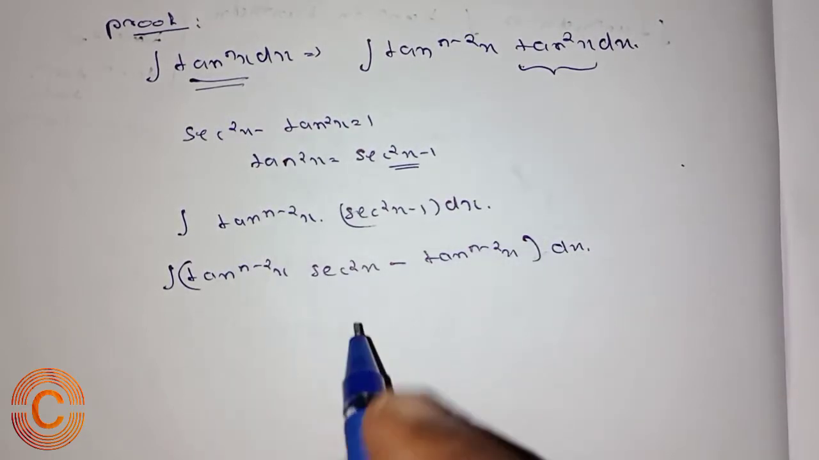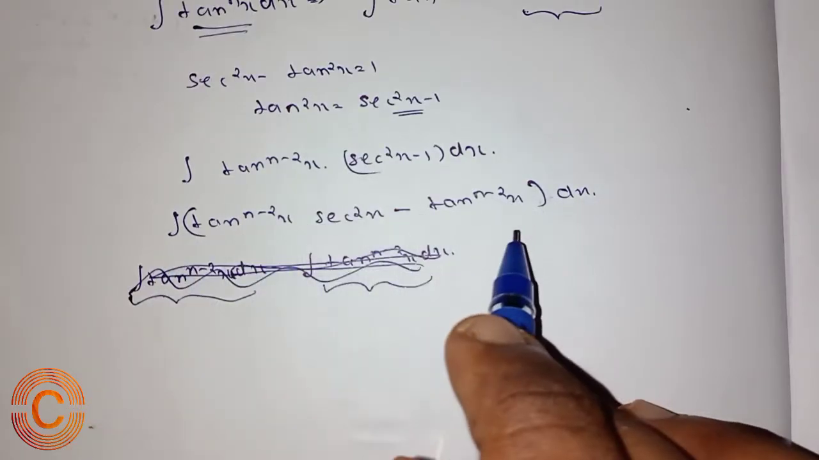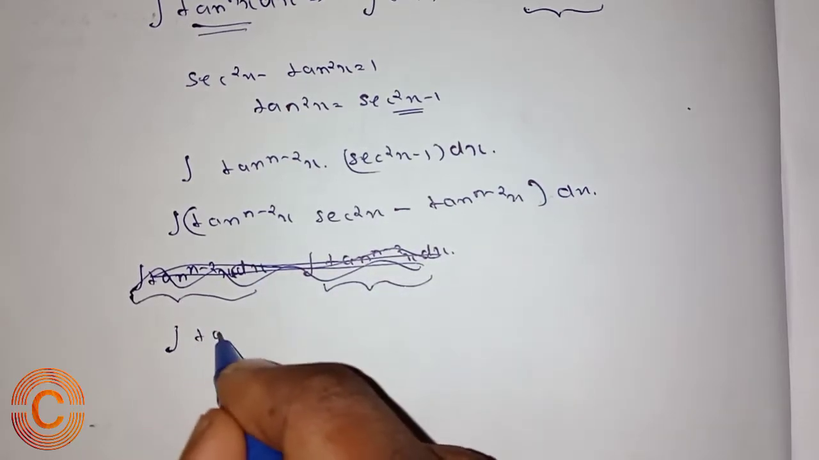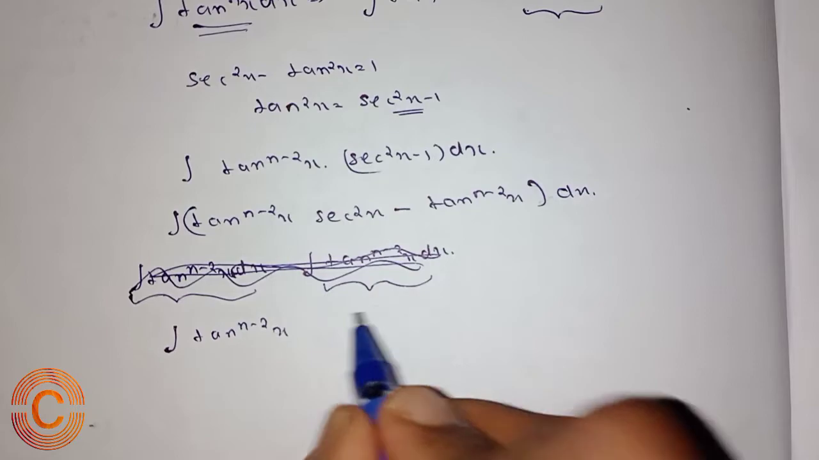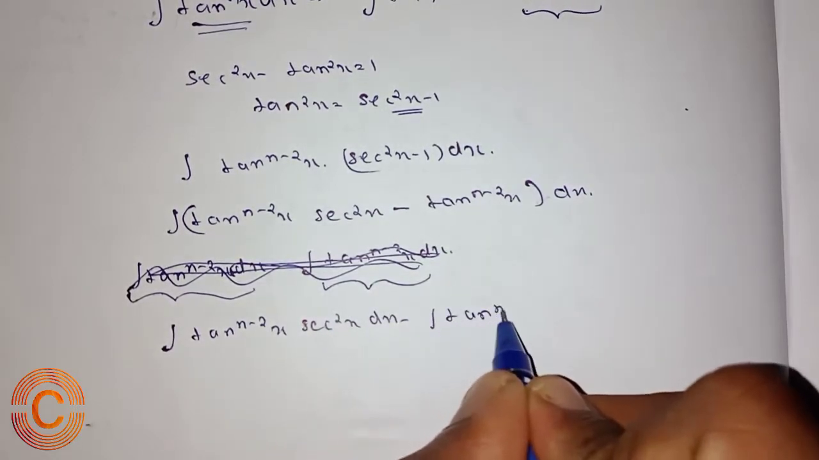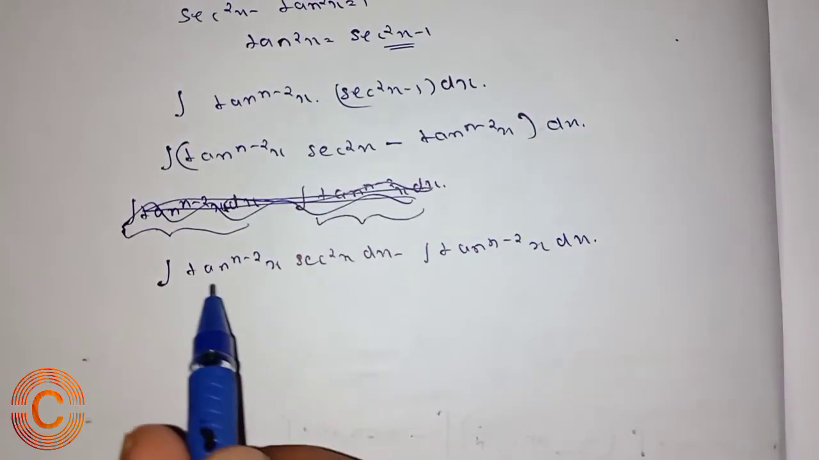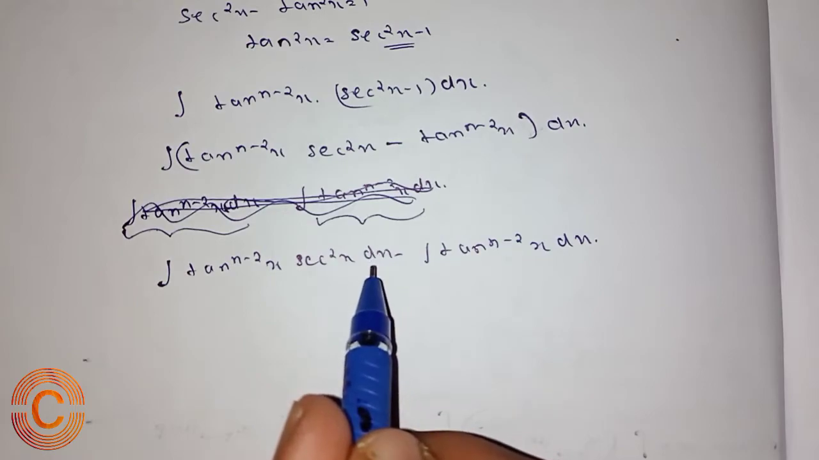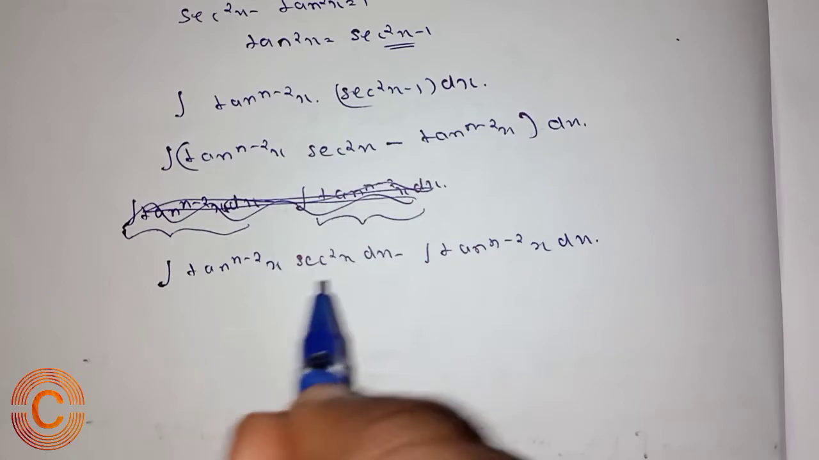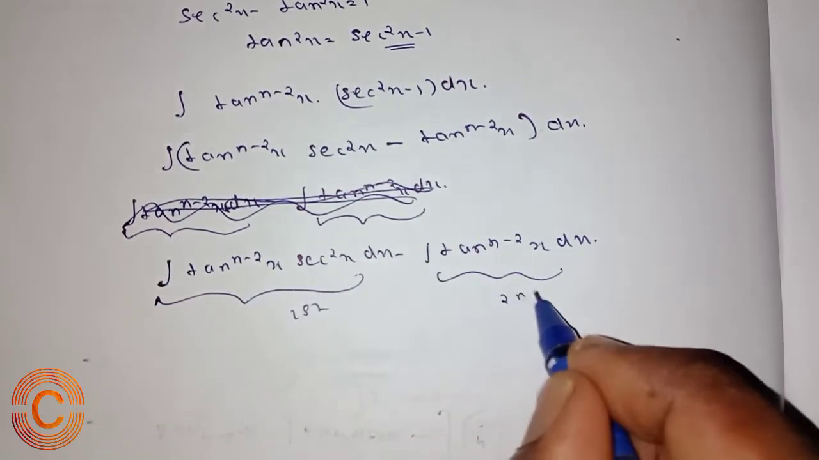Applying the integral dx with each term, it becomes the integral of tan^(n-2) x into sec square x dx minus the integral of tan^(n-2) x dx. Note here that we want to reduce the first term and not change the second term, taking this as the first term and the other as the second.